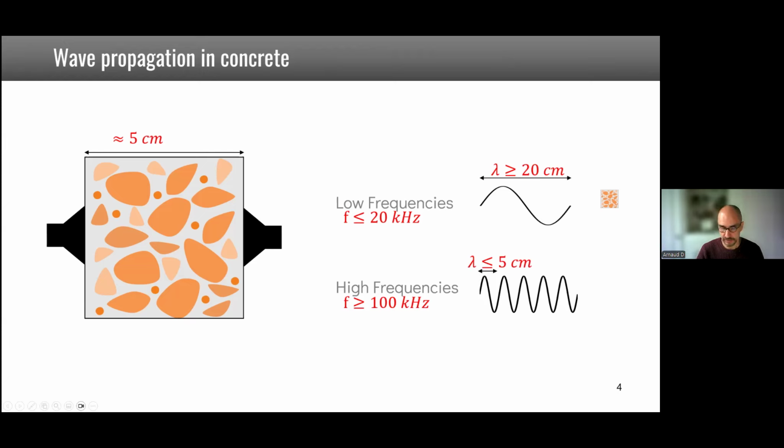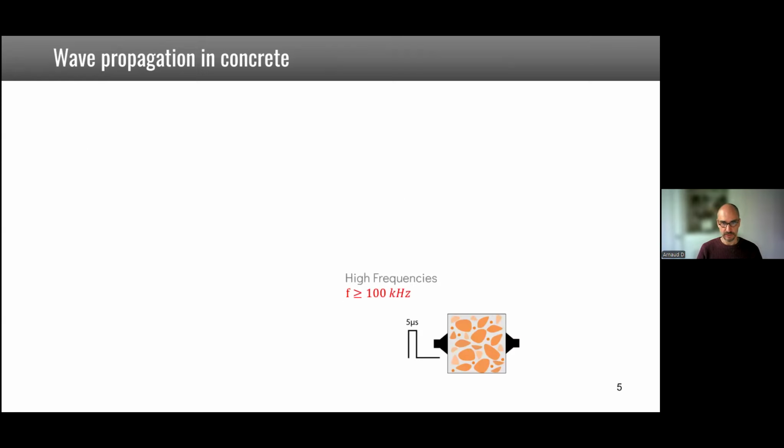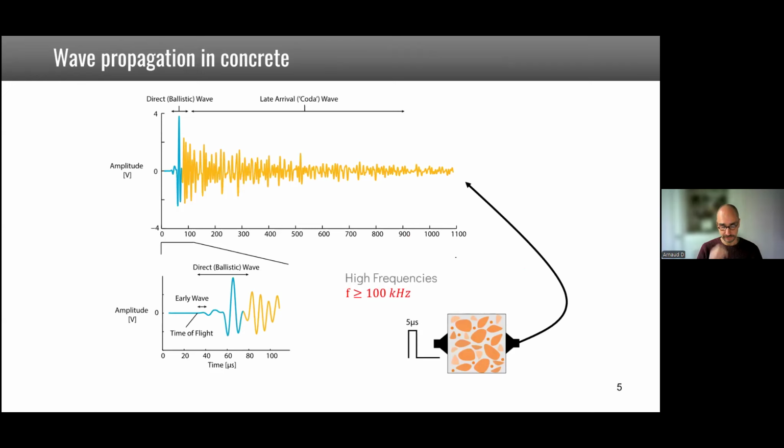It means that the waves will then interact with all these aggregates, and it will lead to quite complex wave propagation. So if you use a pulse of, for example, 5 or 10 microseconds at the emitter, at the receiver side, it will look like this.